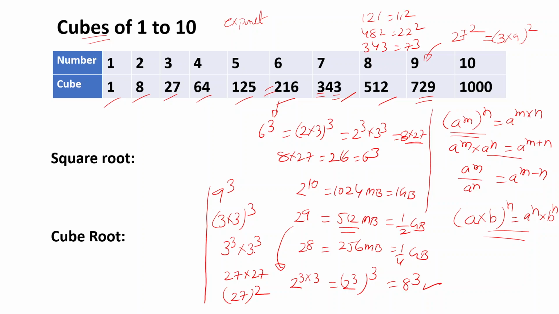Now 27 whole square I can write as 3 whole square. Okay, now I can make it as this 27 whole square. So now this is nothing but 27 whole square, and 10 cube we are well known to remember.